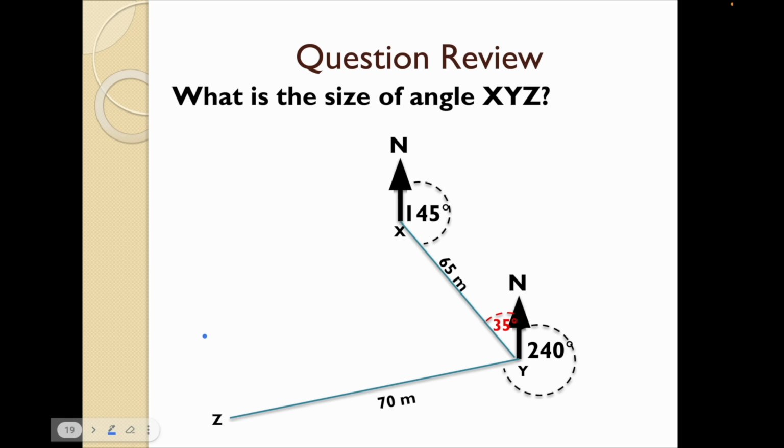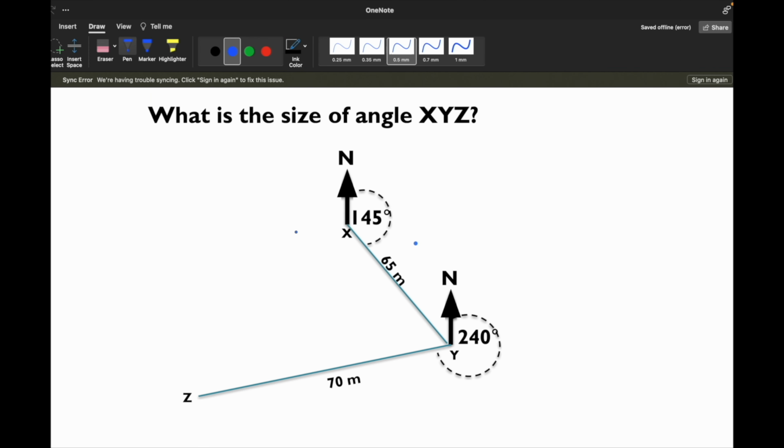So I'm using the fact that I have two parallel lines. What are my parallel lines here? What two parallel lines do I have? My parallel lines in this case would be these here, these arrows. Okay, so I'll use an example as a reference.